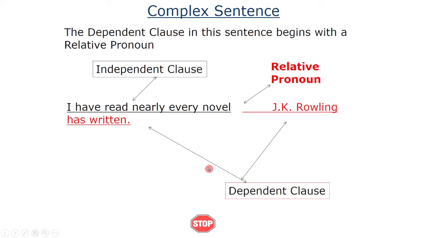It's an independent clause. Complex sentence, we also use a relative pronoun. Independent clause, dependent clause, and relative pronoun. I have read nearly every novel J.K. Rowling has written. Dependent clause. So, independent clause, dependent clause.